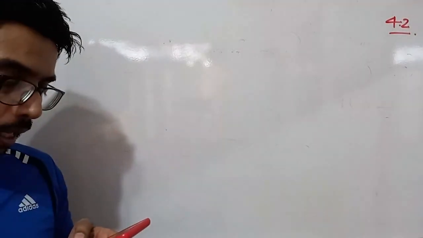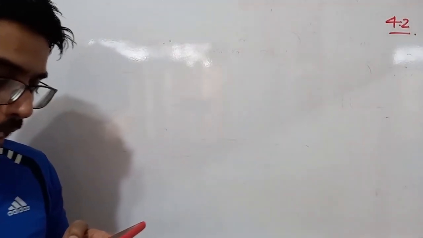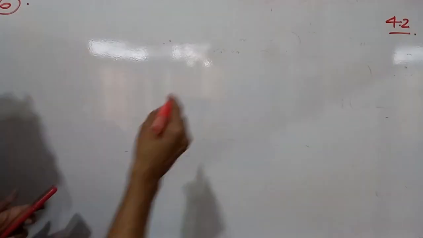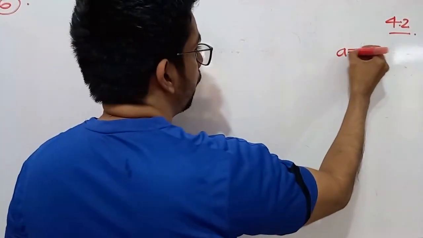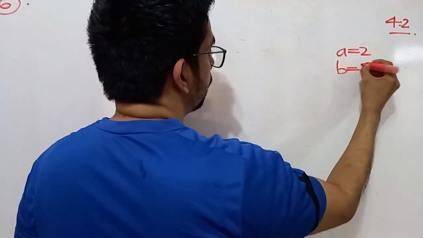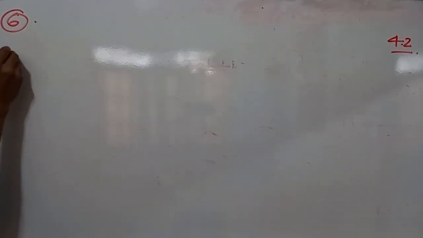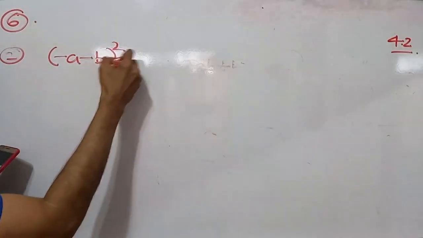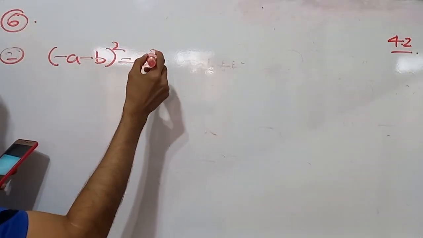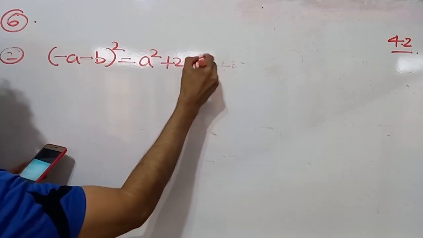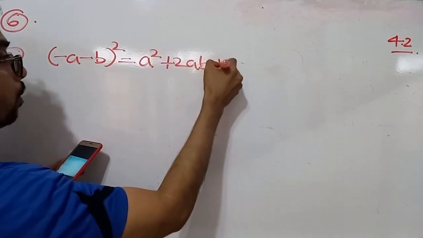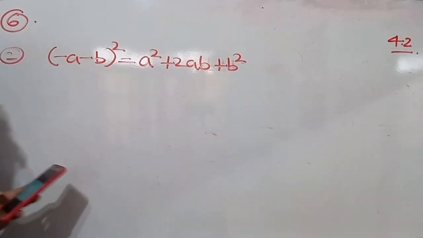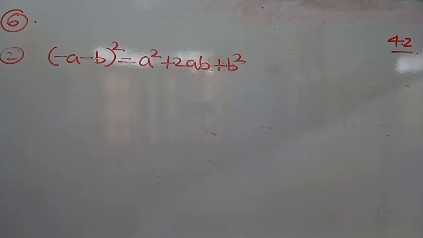Verify the following for the values. A equals 2 and B equals 3. So here we have what? A equals 2, B equals 3. Okay, so now we will move to the second part. Negative A, negative B square equals A square plus 2AB plus B square. Right, so the values are the same, no?